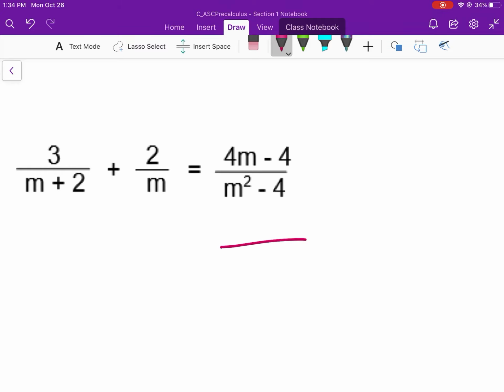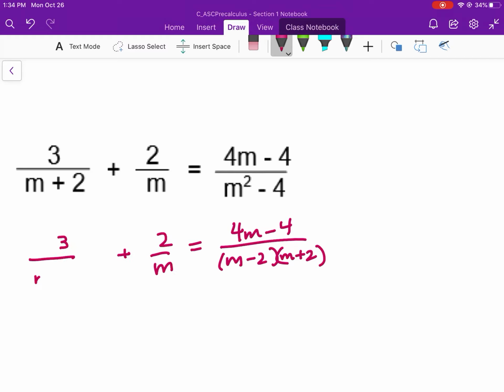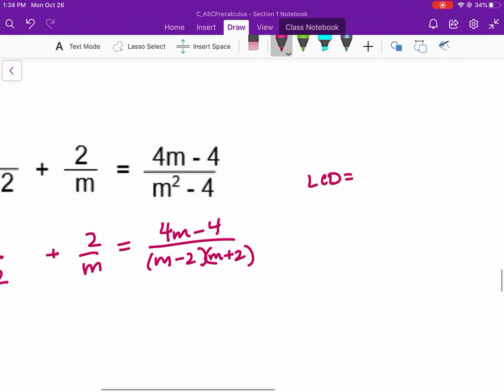All right, so I have my LCD. The first thing I would do is factor my denominator here, because you can't really decide anything until you factor it and see what you got. You don't have to factor the numerator. That's not helpful. Just factor the denominator. This first denominator is m plus 2. The second denominator is m. And this third denominator is m plus 2, m minus 1.